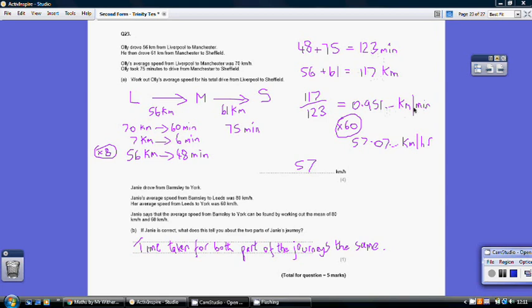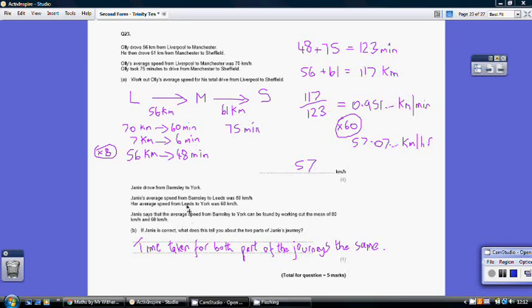Now, how many kilometres would he go every hour? Well, it's 60 times as long, so he'd go 60 times as far. So you multiply this 0.951 ... by 60, giving us 57.07 ... kilometres every hour. So an average speed of 57.07, or 57 kilometres per hour to the nearest kilometre. The question didn't specify how accurate, so I've just gone to the nearest kilometre.